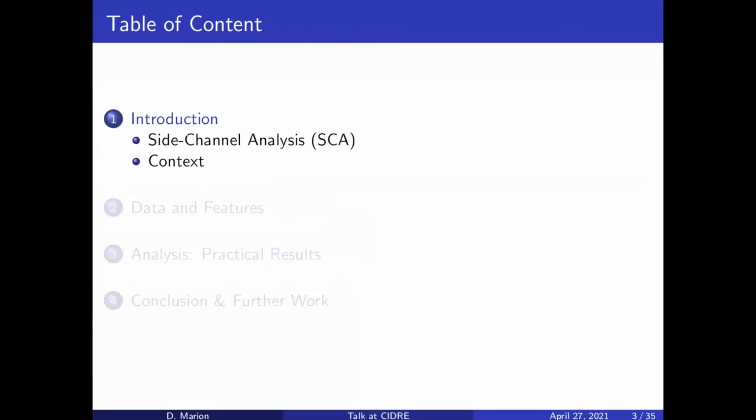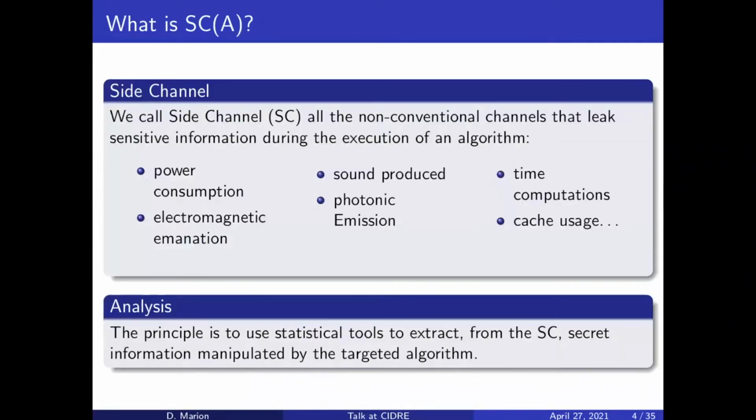So first, I will start with a quick introduction of side channel analysis, even if I think that most of you already know, and also the context of the current work. So what do we call side channel analysis? First, a side channel is a non-conventional channel that is not designed for communication or to be used. Usually it could be power consumption, electromagnetic emanations, most of the time, and also, for a few years now, cache is a really important side channel. And all this information that leaks during the execution of an algorithm could be used to recover secret information. It is usually done for cryptographic algorithms, but not only. And the A for analysis is only the fact of applying statistical tools to extract this sensitive information.